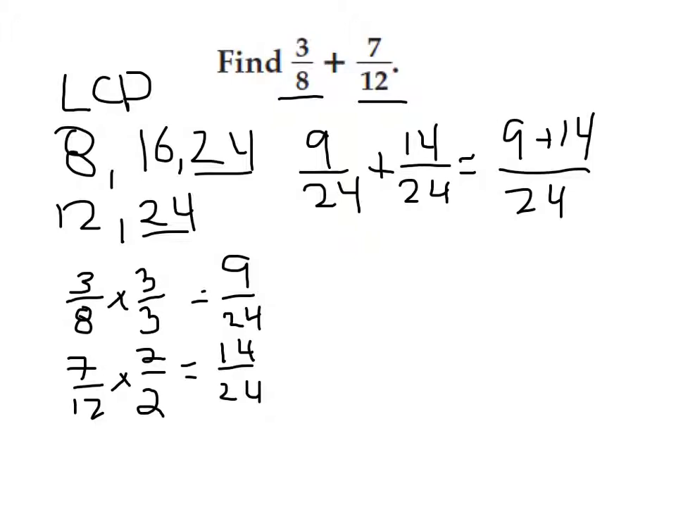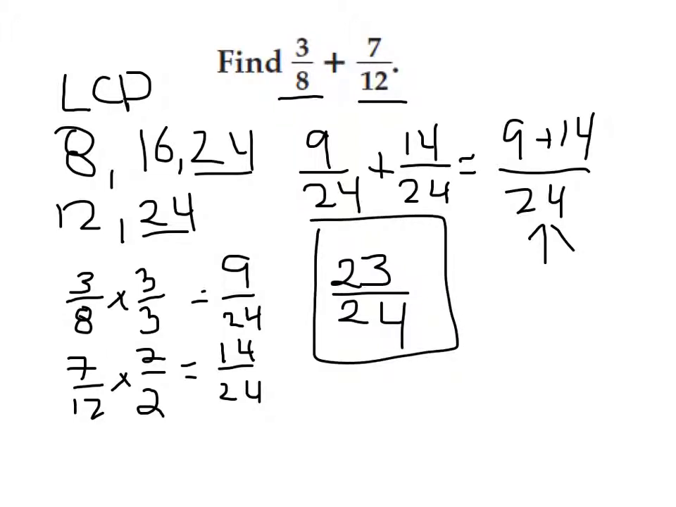The denominator is the same, so I keep the 24. Take the numerators, 9 and 14, add them together. I get 23 over 24. Is this fraction in simplest form? Yes, it is. I'm done.